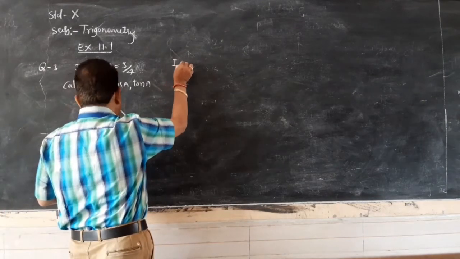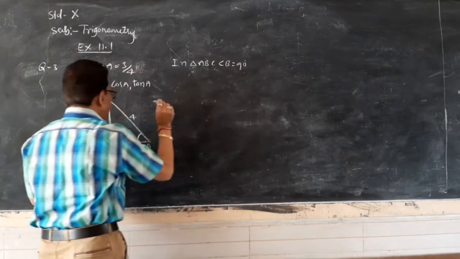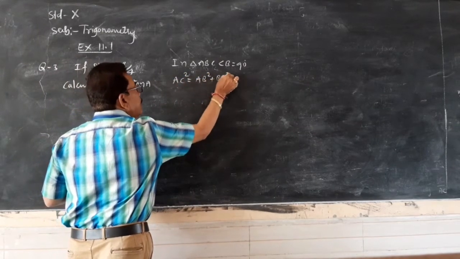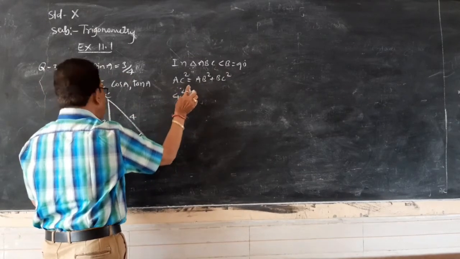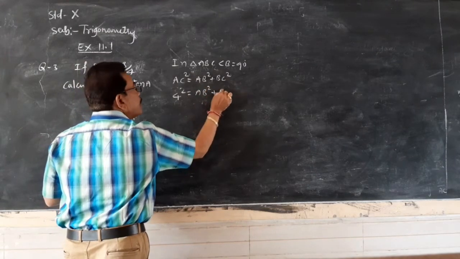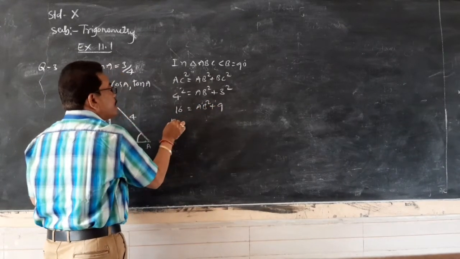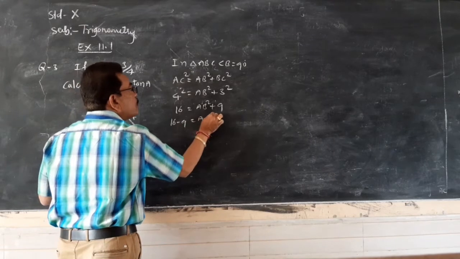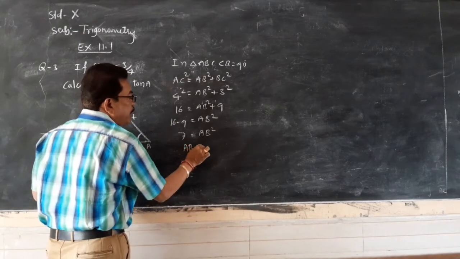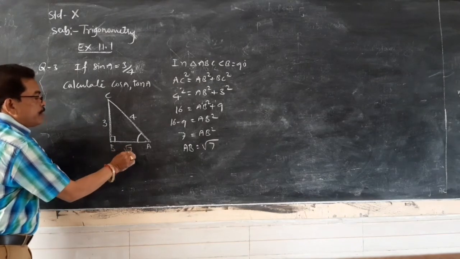In triangle ABC, angle B equals 90 degrees. Therefore, AC square equals AB square plus BC square. AC square is 4 square, which is 16. AB square we don't know, BC square is 3 square. So 16 equals AB square plus 9. 16 minus 9 equals AB square. That is 7 equals AB square. Therefore, AB equals square root of 7.